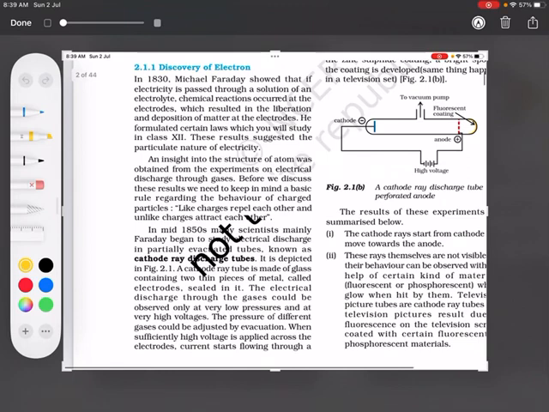In 1830, Michael Faraday showed that if electricity is passed through a solution of an electrolyte, a chemical reaction occurs at the electrode. So this is the diagram.